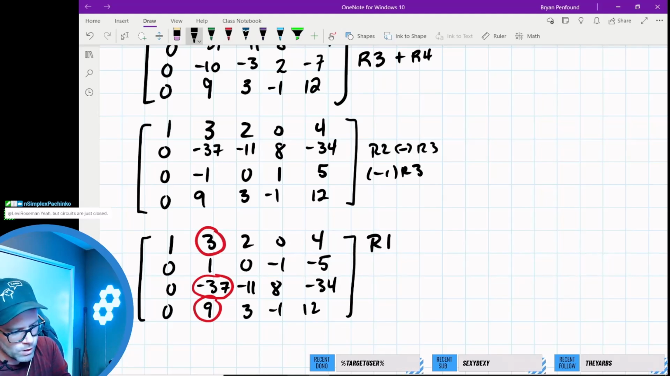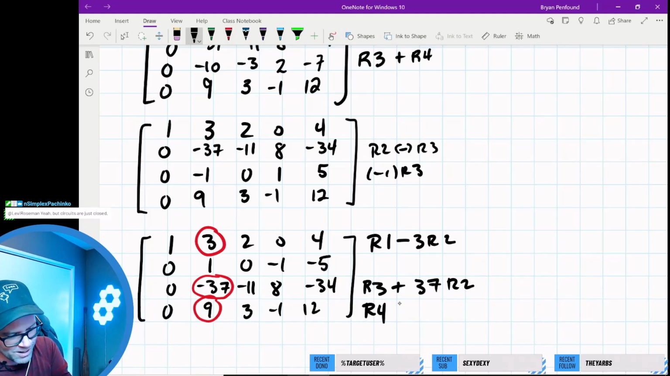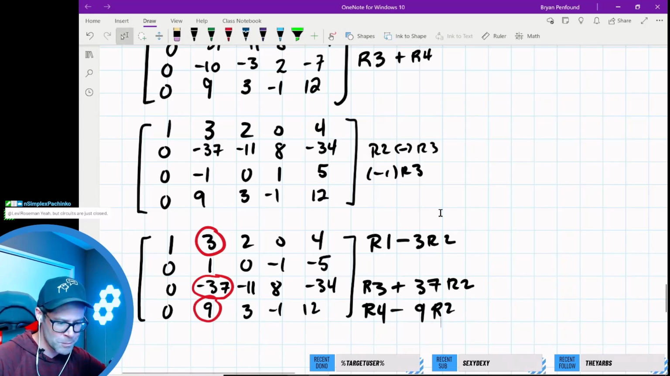So let's go row 1, take away 3 row 2s. Let's go row 3 plus 37 row 2s. What the hell? And let's go row 4 minus 9 row 2s. Terrible. These are terrible numbers.